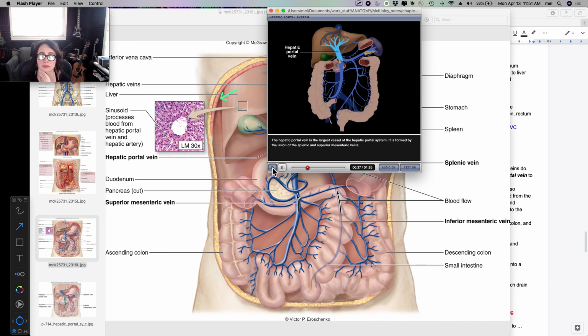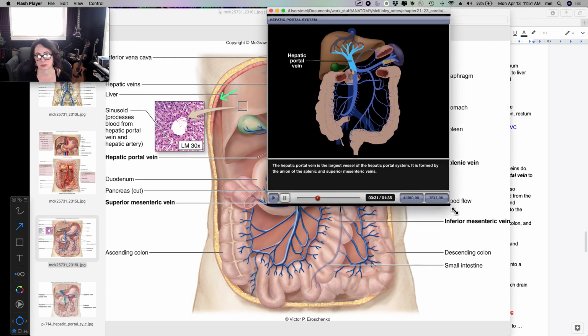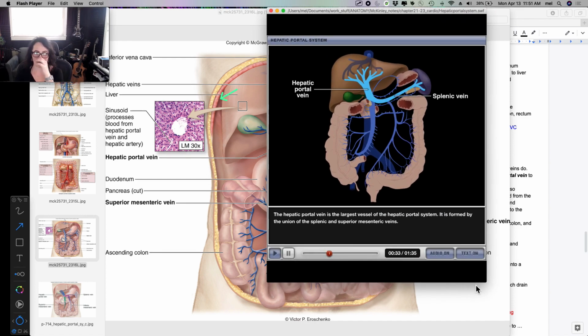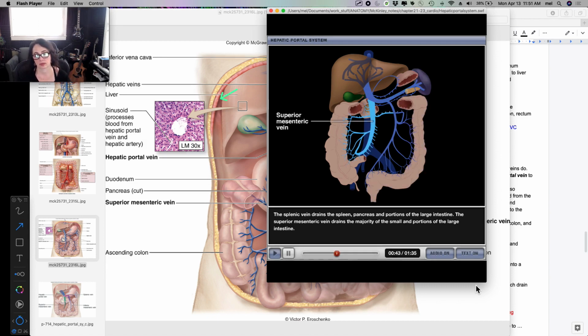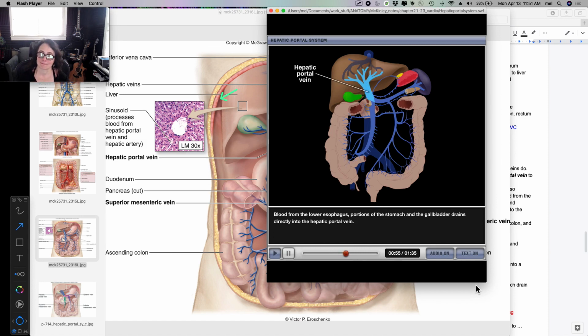The hepatic portal vein is the largest vessel of the hepatic portal system. It is formed by the union of the splenic and superior mesenteric veins. The splenic vein drains the spleen, pancreas, and portions of the large intestine. The superior mesenteric vein drains the majority of the small and portions of the large intestine. Blood from the lower esophagus, portions of the stomach, and the gallbladder drains directly into the hepatic portal vein.